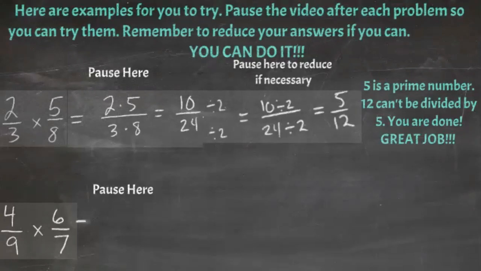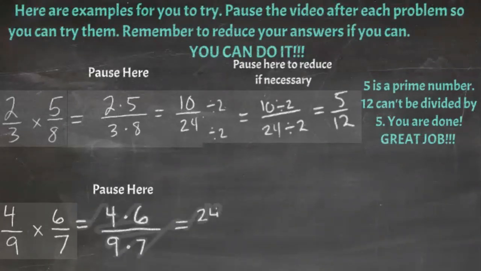That's equal to 4 times 6 over 9 times 7, which is equal to 24 over 63. Pause here to reduce if necessary.